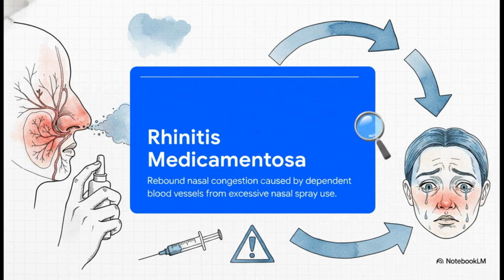Oh, and here's a fascinating and completely preventable phenomenon, rhinitis medicamentosa. This is an iatrogenic condition, meaning it's medically induced. When a patient excessively uses simple over-the-counter nasal decongestant sprays, the local blood vessels actually become dependent on the drug. When the drug wears off, the vessels dilate forcefully, causing severe rebound swelling. So what does the patient do? They use more spray, and a vicious cycle begins.